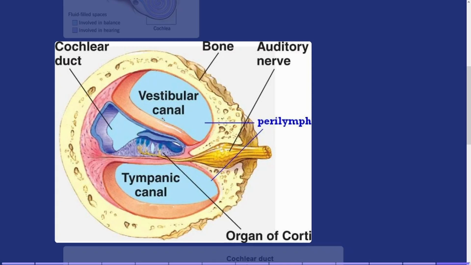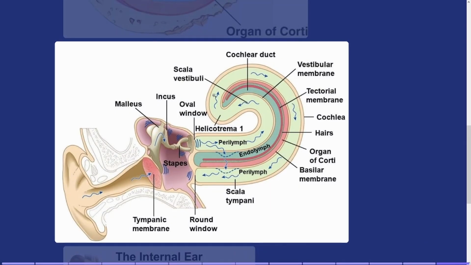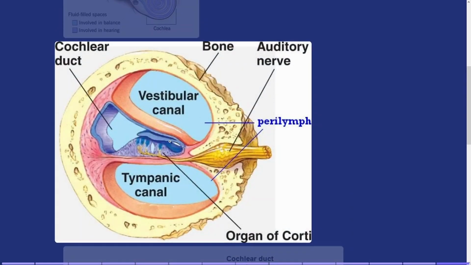So what happens is that when there is a vibrational disturbance in the perilymph which is present over here in scala vestibuli, in scala tympani, this causes vibration in the endolymph, and the vibration in endolymph causes vibration in the tectorial membrane, and the vibration in the tectorial membrane causes the hair cells to detect that vibration, and these hair cells are connected in the basal part with afferent nerve fibers which form the auditory nerve, and this auditory nerve takes the signal to the brain.